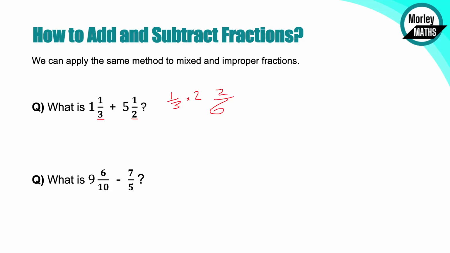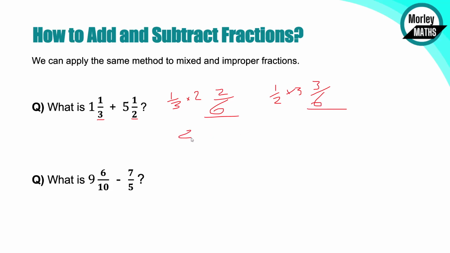And then we could do the same with the half, but we're going to times that by 3. So the half would be timesing it by 3, which will give us 3/6. So what we've got here then, in terms of the fractions, we've converted 1/3 and 1/2 to 2/6 and 3/6. So we've got to add those together.